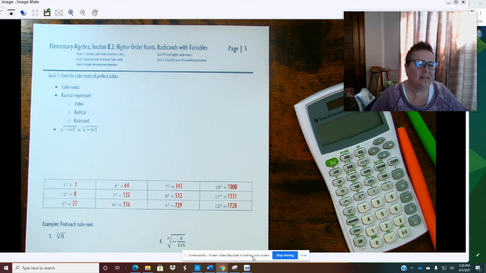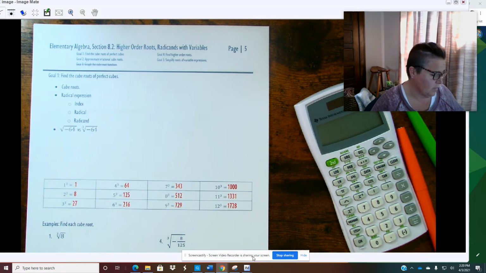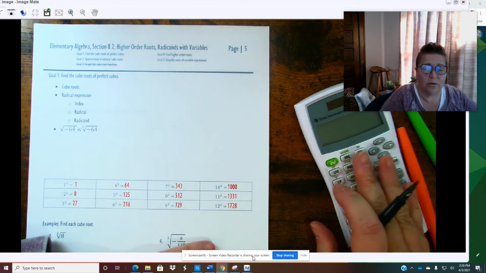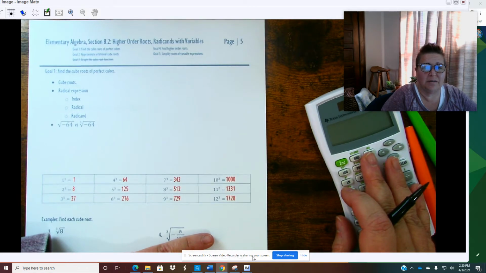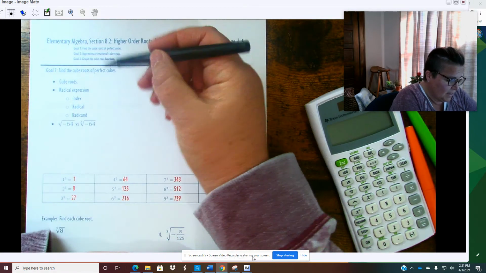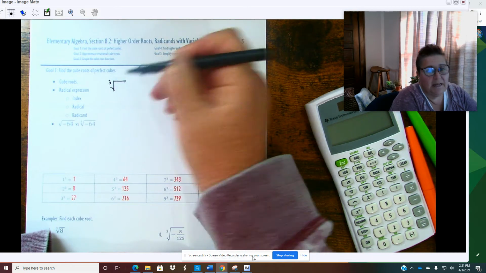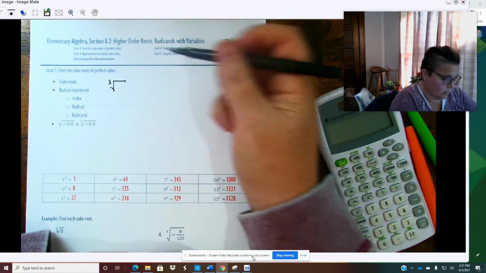Okay, so this is section 8.2. We're going to look at some higher order roots and radicands that have variables. So the first thing that we want to talk about is a cube root. You will be seeing some cube roots in this particular course and in this setup. So a cube root is set up much the same way that a square root is.